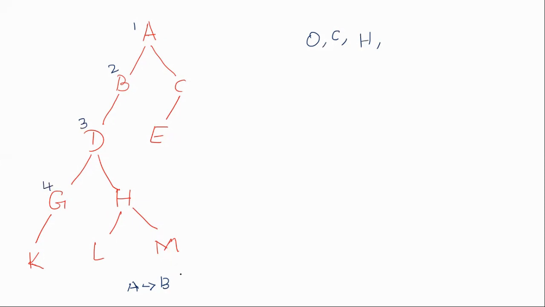So after B, it goes to D. After D, it goes to G. Then after G, there's no right child for G, so it is not going to push anything onto the stack. There is a left child for G, that's K. So now K is going to be processed.